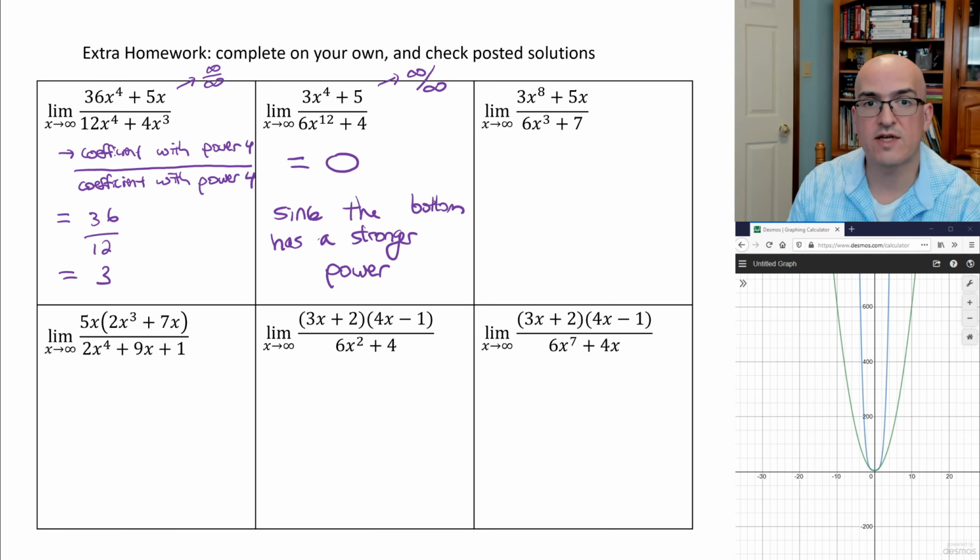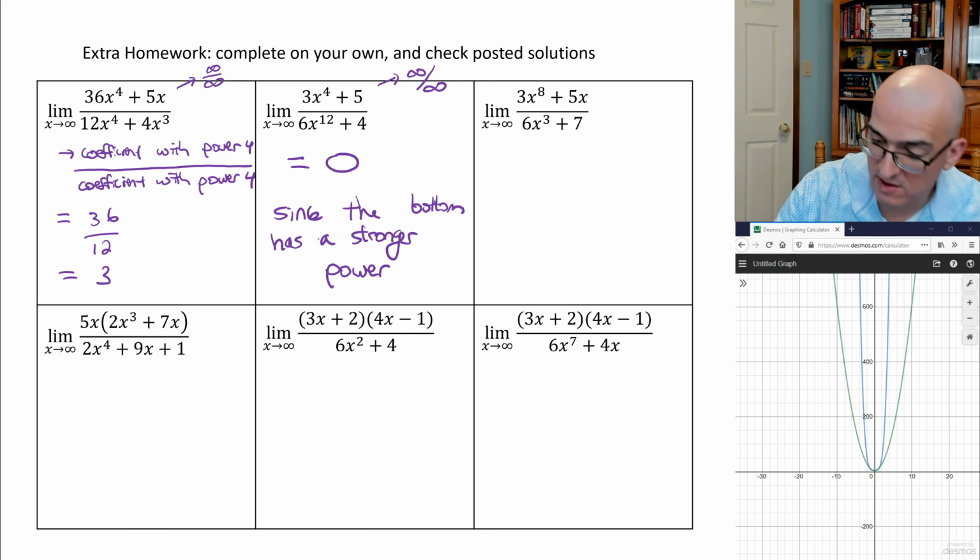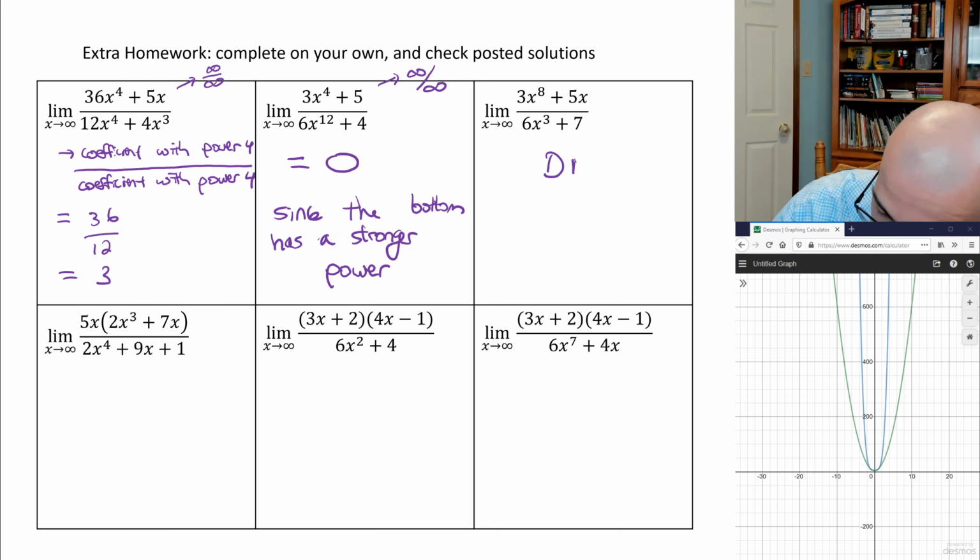Okay, next one. 3x to the 8, that's the strongest term on top. 6x to the 3, that's the strongest term on the bottom. We're going to get DNE, since the top has a stronger power.